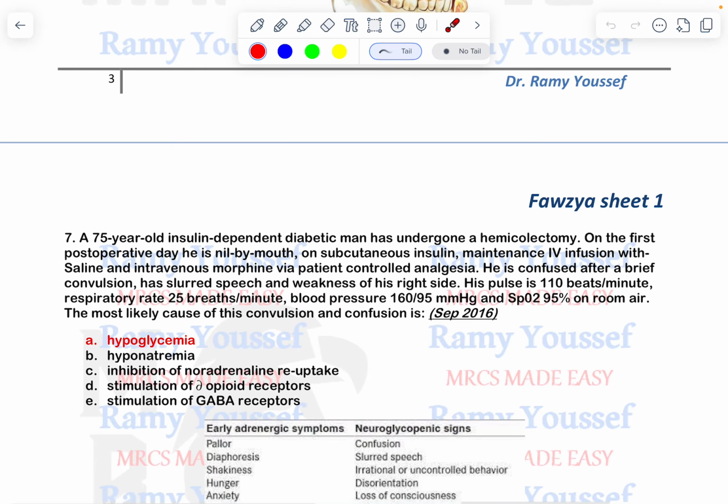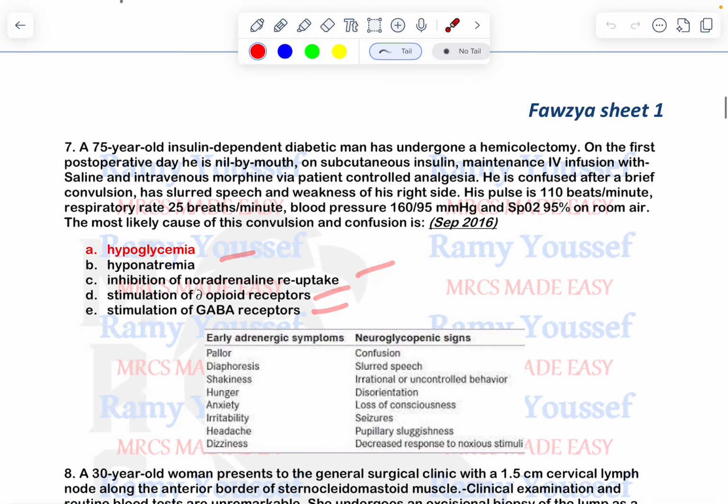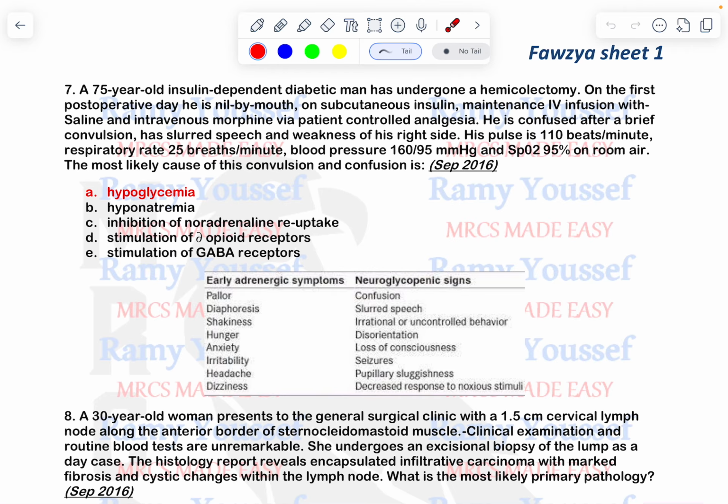What is this? A diabetic patient on the first post-operative day, on subcutaneous insulin, maintenance infusion with saline, intravenous morphine. Why is the patient confused? Here there is nothing about opioid receptors. There is hyponatremia, but it is nothing but simple hypoglycemia. Diabetic patient, nil by mouth.